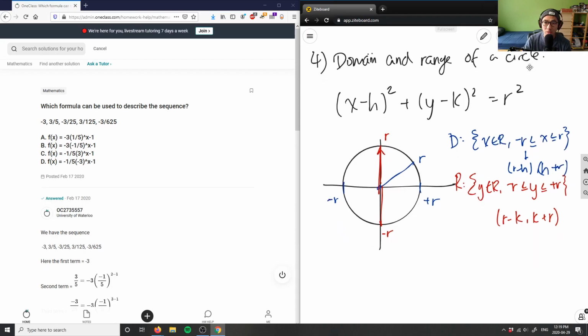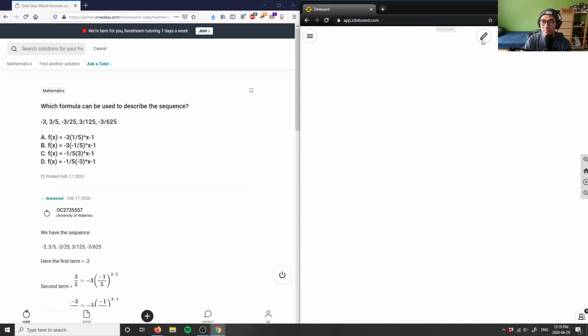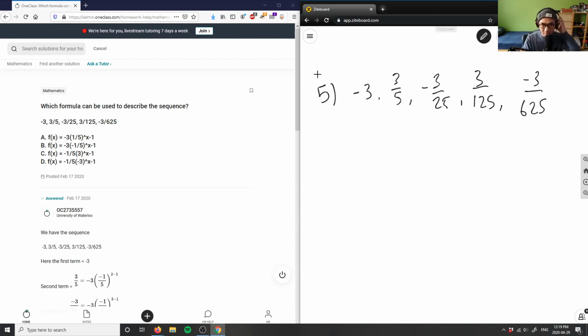Okay, that's good. So that's number 4. Number 5 is asking which formula can be used to describe the following sequence here. So I have this following sequence. I have negative 3, 3/5, negative 3 over 25, 3 over 125, negative 3 over 625.